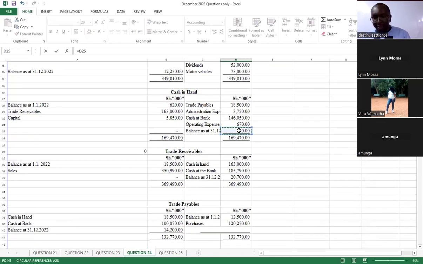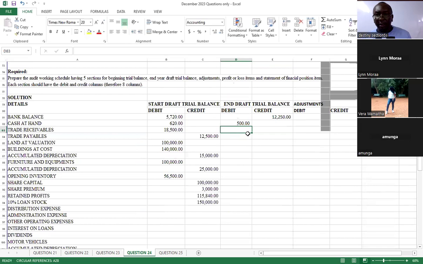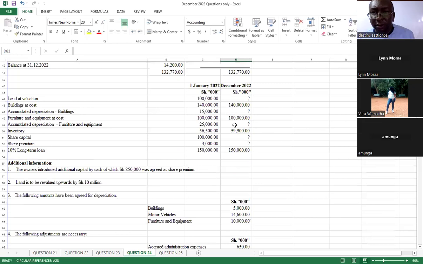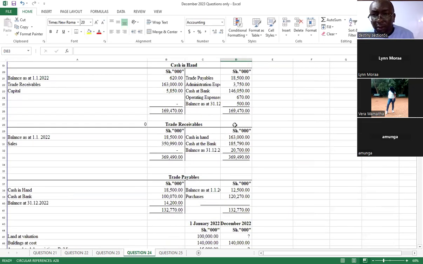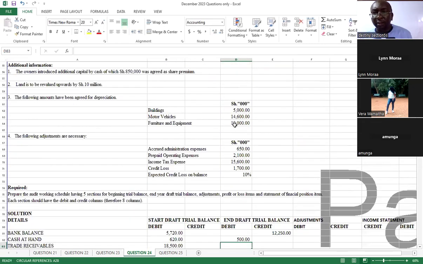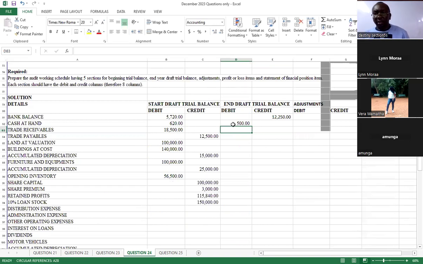Is this one? Yeah. Is it appearing as negative? No, mine is appearing like negative. Okay.